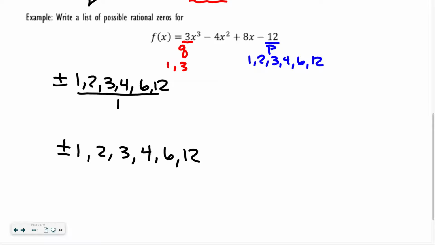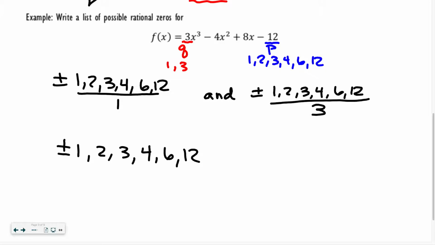Okay. And I always just put one big plus or minus out here so it applies to all of them. I really have 6 positive possible zeros and 6 negative possible zeros, so I have 12 zeros there. But I only put them over 1. Now I have to put them over 3. So then I have to do plus or minus 1, 2, 3, 4, 6, 12, all of them divided by 3.